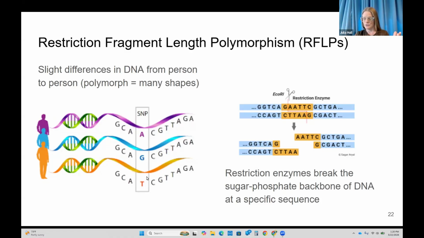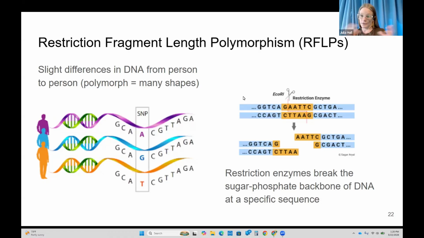This is often used in paternity testing because we expect that parents are going to pass on similar single nucleotide polymorphisms. So the mutations that your parents got, you're probably going to get. And then we can compare those between lots of different individuals, not just one SNP, but lots of them, to get a DNA fingerprint. We'll talk about how we do that.